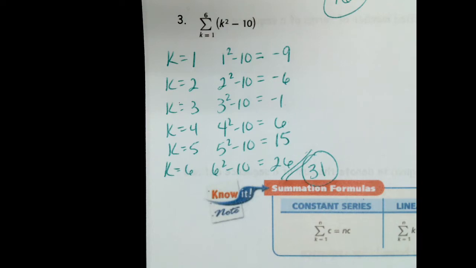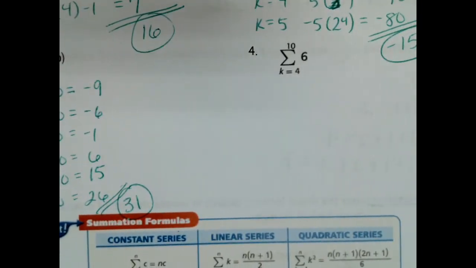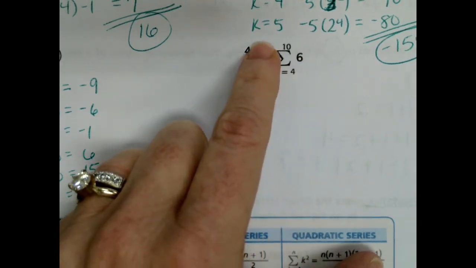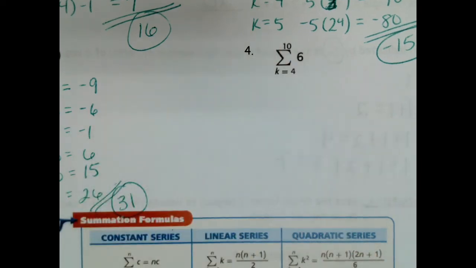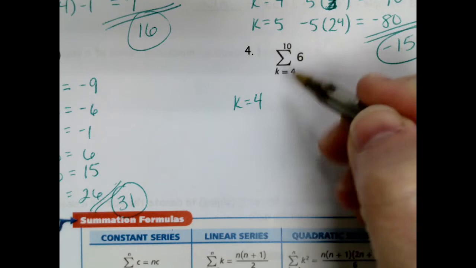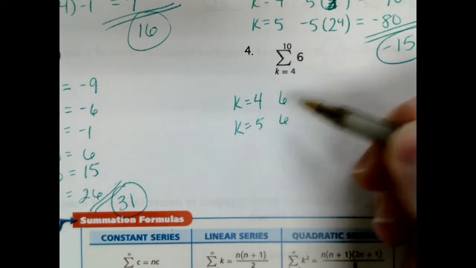All right, how'd we do on that one? They're not that bad, are they? No. Okay. Number 4, it doesn't have a variable next to it. So what do we call it? Constant. Okay. Now this one starts at the 4th term and goes to the 10th term. So it's a little bit different. So you're starting with k equals 4. So what is k equal 4 actually going to be? 6, right? And k equals 5 is? They do all equal 6.